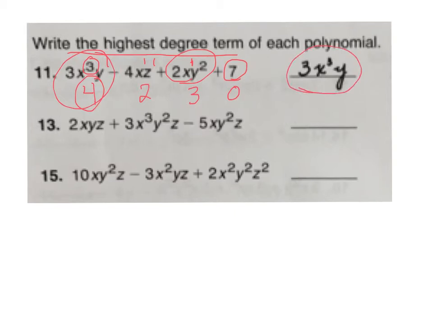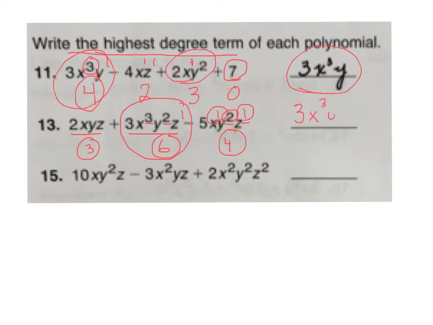Does that make sense? So now we need to look at 13, and we need to say, okay, what's the degree of this first term? 3. What's the degree of this second term? 6. Yeah, 3 plus 2 plus 1 is 6. This term is to the first, so we get 1 plus 2 plus 1 is 4. So now we say, well, which one is the highest degree term? The second one, so that's the one I'm going to write down. 3x to the third, y to the second, z.